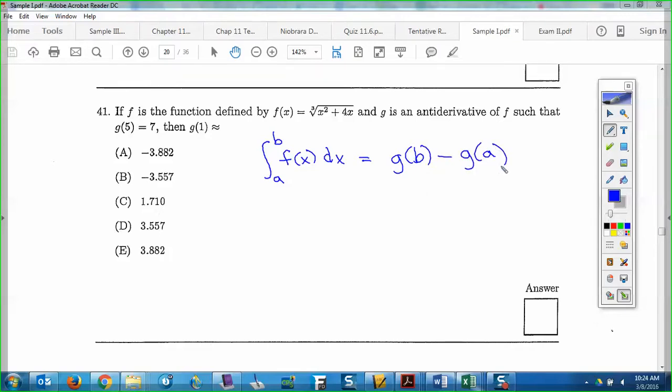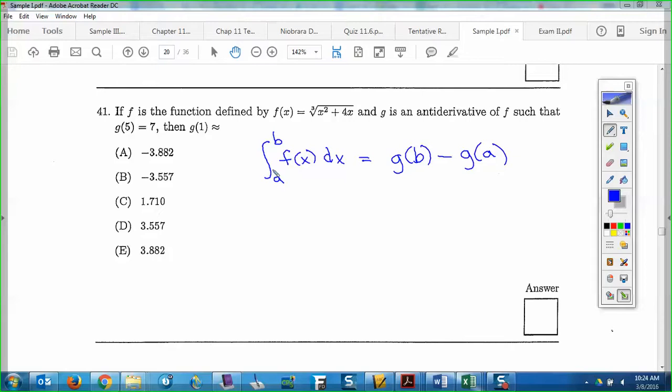Right? Wouldn't this be true? Because G is an antiderivative of F, right? According to fundamental theorem part 2. Now the problem is we can't find G because there is no antiderivative. However, what would be good numbers to use for A and B in this problem?